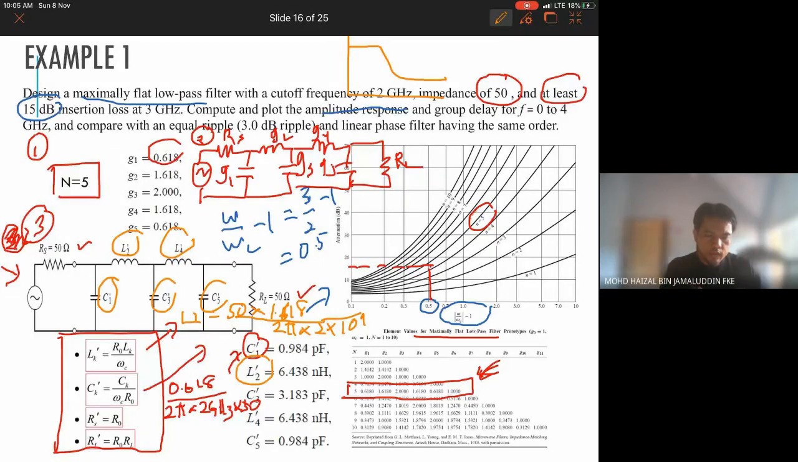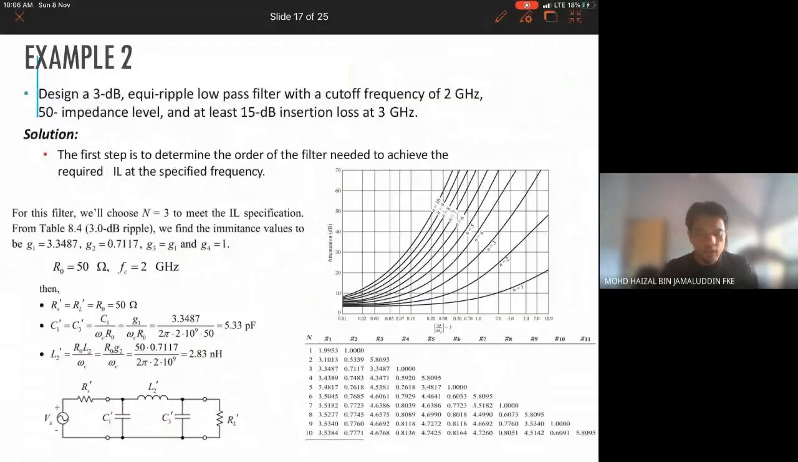The insertion loss at 3 gigahertz, and this is the cutoff frequency at 2 gigahertz. So next, we proceed with example number 2. Now, we design the 3 dB equal ripple low pass filter.